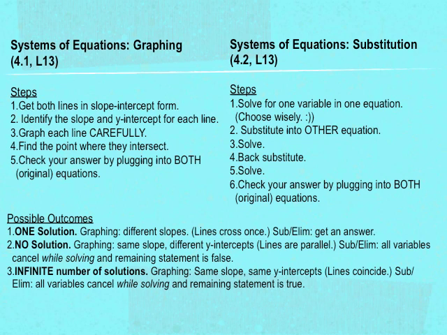To get an infinite number of solutions, if you're graphing, your lines are going to coincide. They'll have the same slope and the same y-intercept. If you're doing substitution or elimination, all variables will cancel while you're solving, but what is left is true. That says your lines cross when 5 equals 5 or something, which is always true, so your lines are coinciding. All right, that is the end of lecture 13, and I will see you for lecture 14.